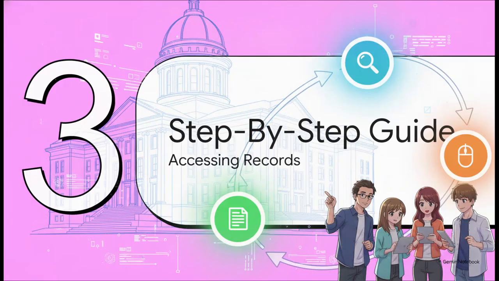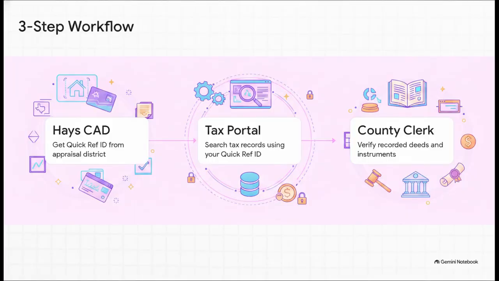Which brings us to section 3, a step-by-step guide to accessing these records. If you're a complete beginner, don't worry. Just follow this super linear 3-step workflow. Step 1, get what's called the Quick Ref ID from the appraisal district. Step 2, use that specific ID to search the tax portal. And step 3, verify the actual recorded deeds and legal instruments with the county clerk. Simple, right? Let's break these down a bit more.